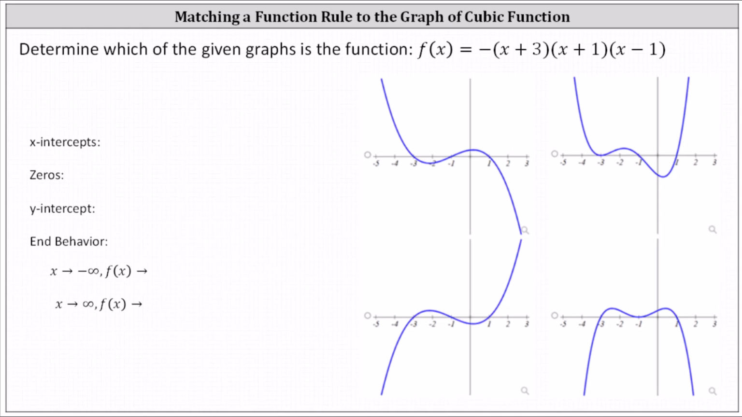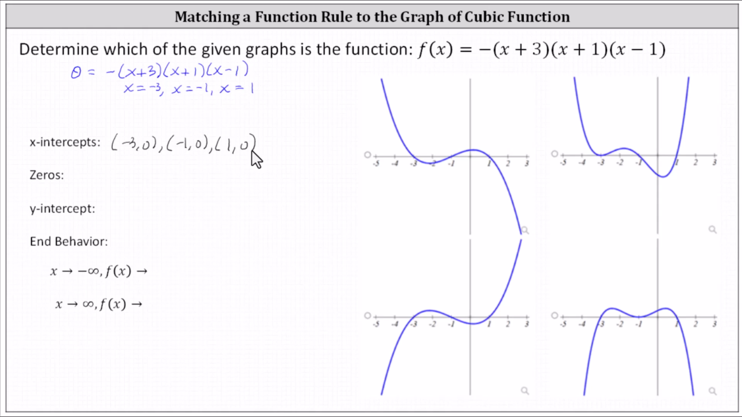Let's begin by determining the intercepts for the given function. Recall to determine the x-intercepts, we set y or f of x equal to 0 and solve for x, which gives us the equation 0 equals the opposite of the quantity x plus 3 times the quantity x plus 1 times the quantity x minus 1. The product on the right is equal to 0 when x equals negative 3, or x equals negative 1, or x equals positive 1. This indicates the x-intercepts are (negative 3, 0), (negative 1, 0), and (1, 0).